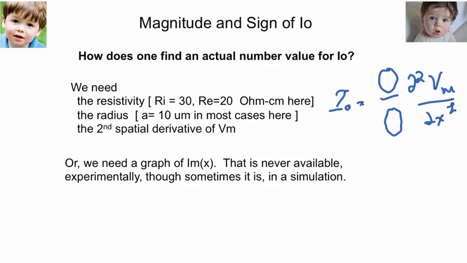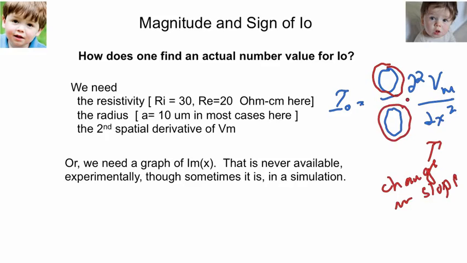Now, as you know from the earlier segments, the second derivative of Vm is the change in slope. So plot out Vm, get out your ruler, figure it out. The question is, what do you do here and what do you do there? Well, you'll have to figure out exactly what the terms are.